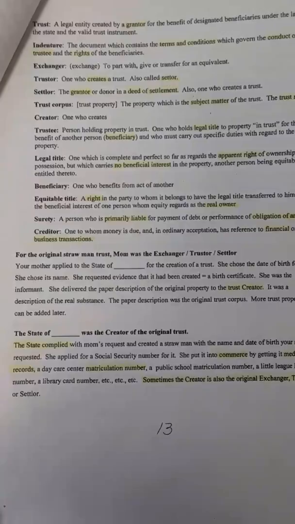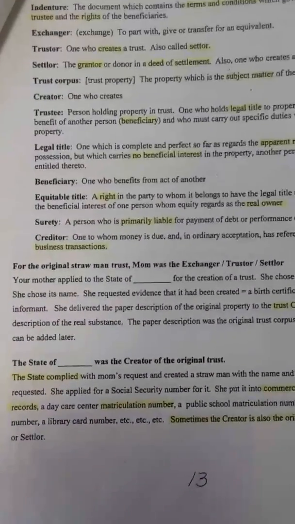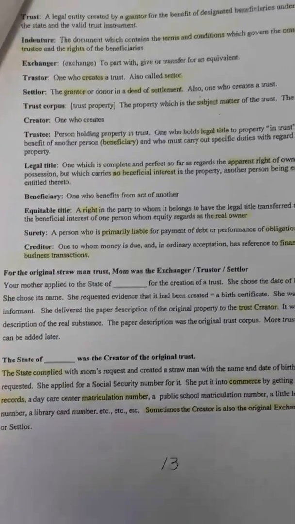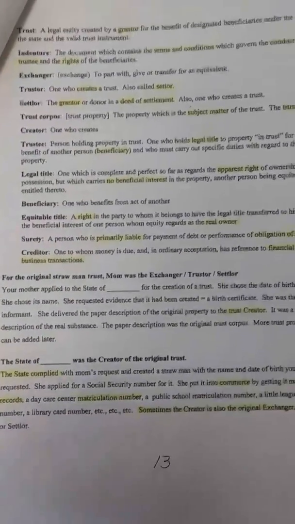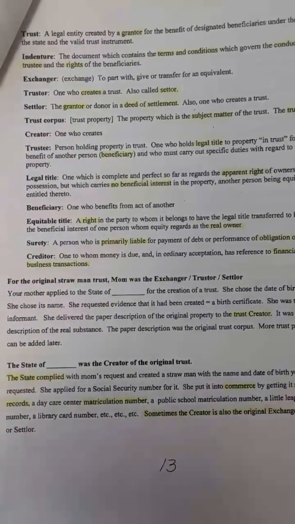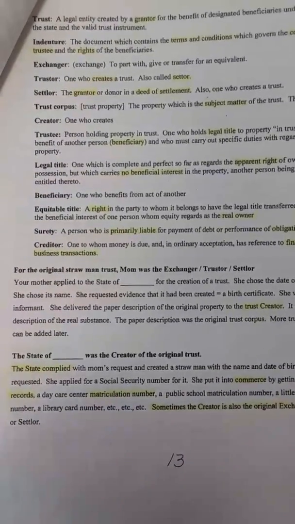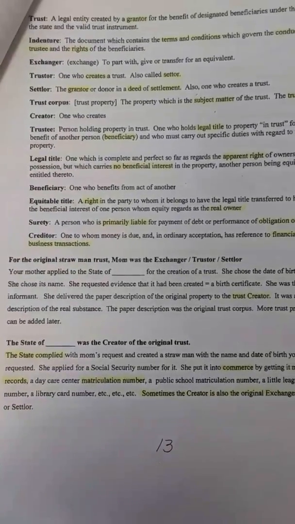government. It was a description of the real substance. The paper description was the original trust corpus. More trust property can be added later. Why not? Because whatever you own, they own. So whatever you accumulate, they accumulate. Okay? Now, it said the state of wherever you from was the creator of the original trust, because they're the ones who made it.